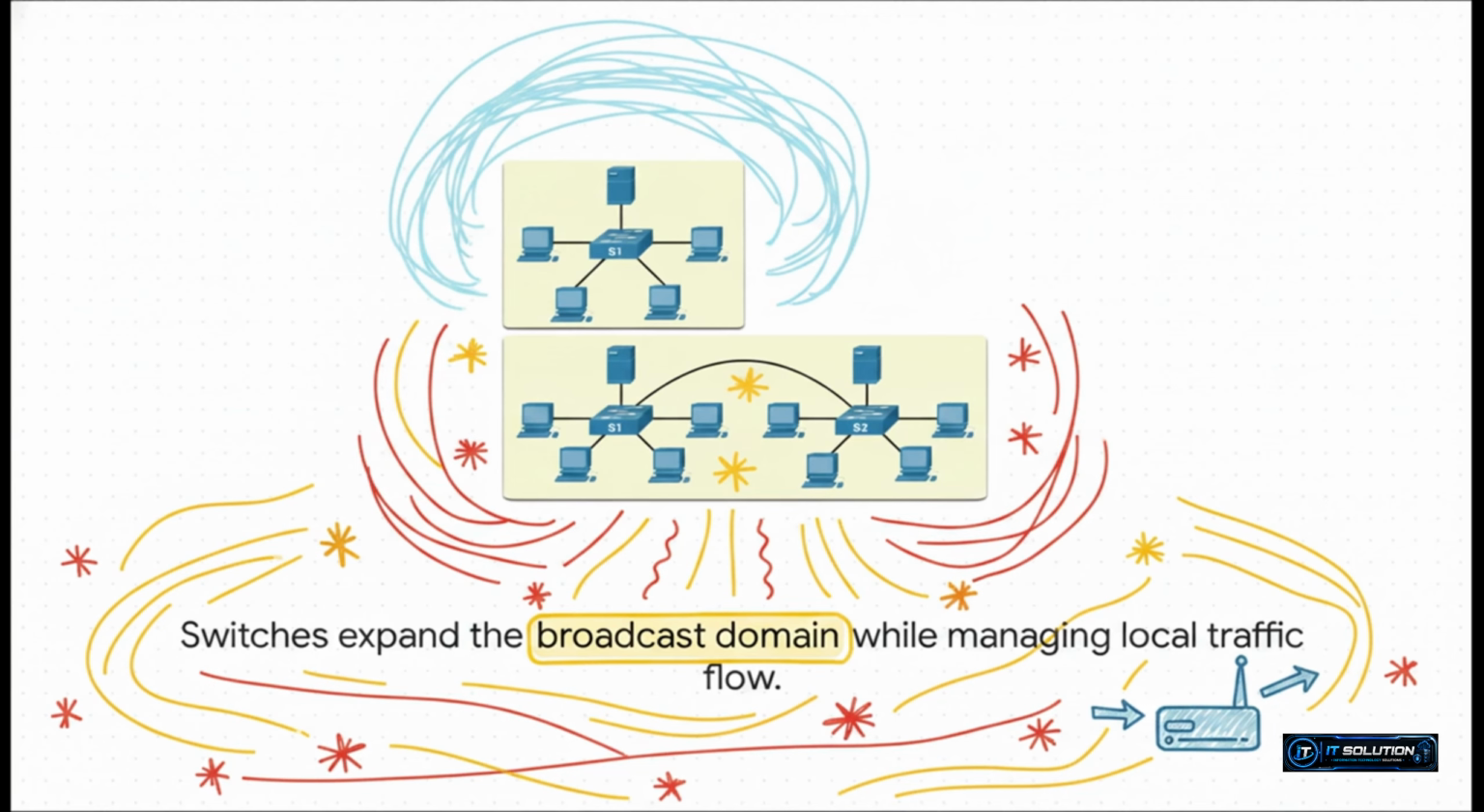Think of it this way. If one PC shouts, every single other PC hears it. Too many broadcasts will inevitably cause congestion and really poor network performance. The only way to break up this massive broadcast domain is to introduce a Layer 3 device, like a router.